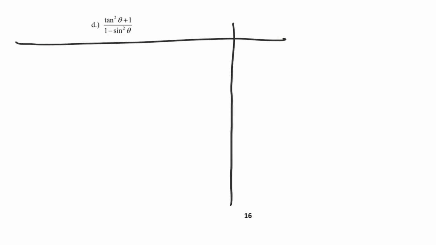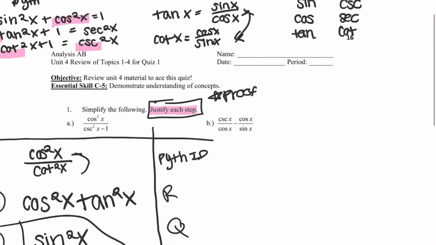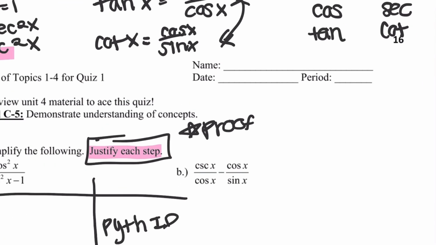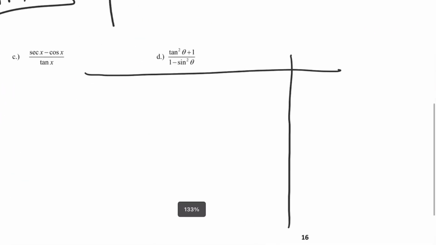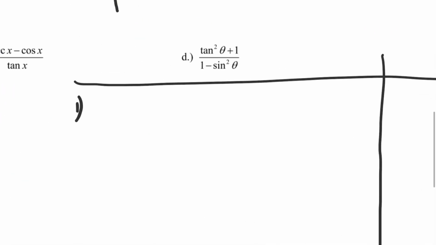So we're going to start off by drawing our table, because this is a proof. The directions do say justify, so that signals to us that it's a proof that we will be solving. And I tell my students to always draw this T-chart. It's very helpful in keeping our work organized.